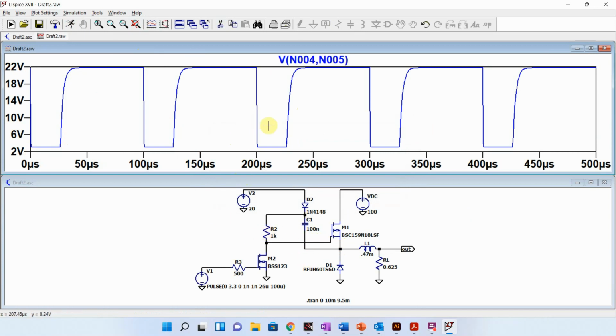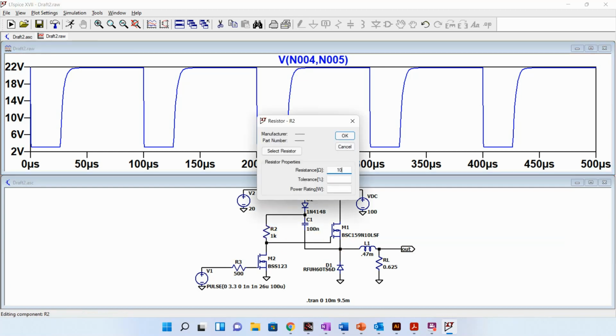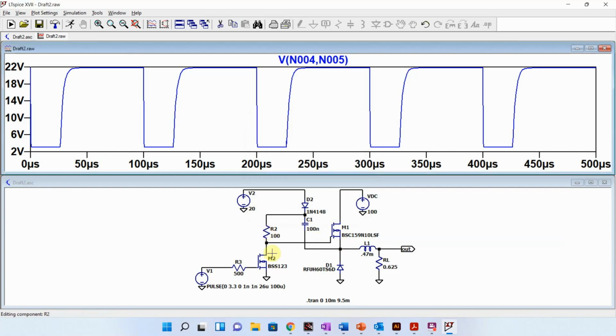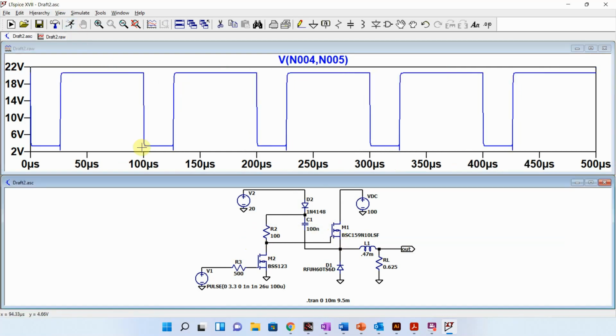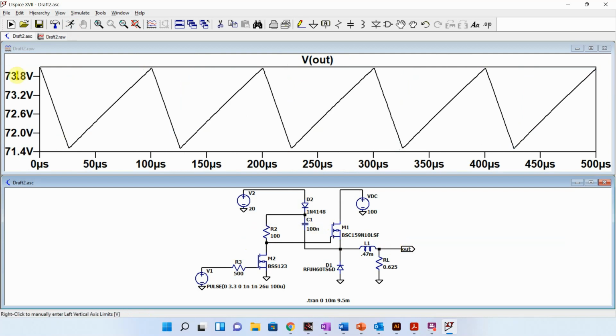Okay, now you can see that this is starting to round a lot because I'm not getting enough current. So if I drop this resistor some, I'm going to consume more power over here, but I'm going to switch this faster. And so now it looks much squarer. And then I look over here, but now it's 70 volts. Well, why is it 70 volts?